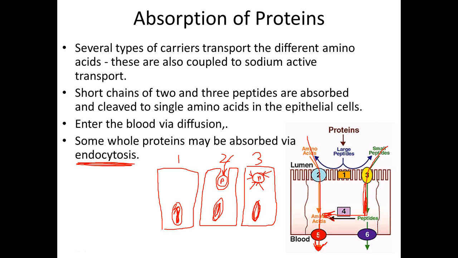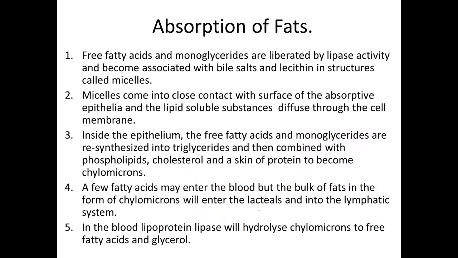Now the next set of processes are a bit more complex. And that's because fats are fats and they don't dissolve in water. So moving them around the body requires them to be carried in a number of different ways. Basically, when we break down lipids, we make free fatty acids and monoglycerides. Because if you remember, we talked about triglycerides earlier, saying that they were the main dietary fat. Now, effectively, to be able to carry them around and digest them, first of all, they get associated with substances like bile salts and another substance called lecithin to form structures called micelles.